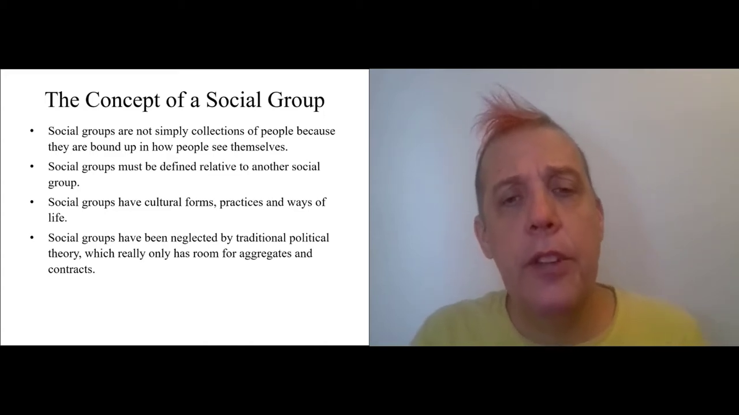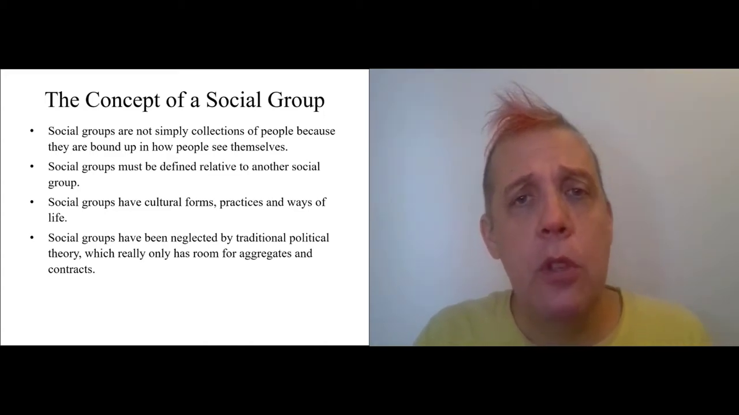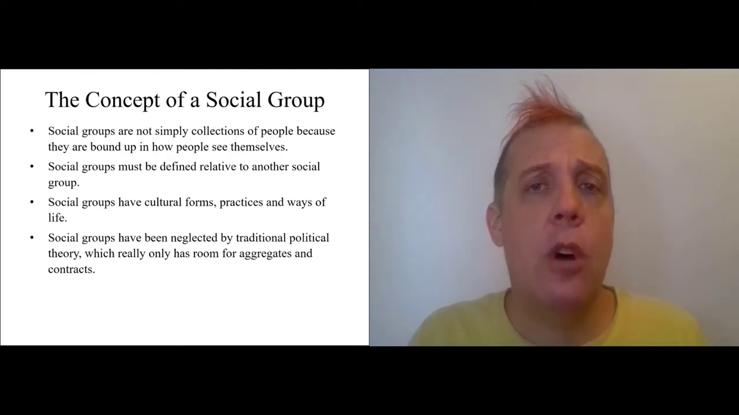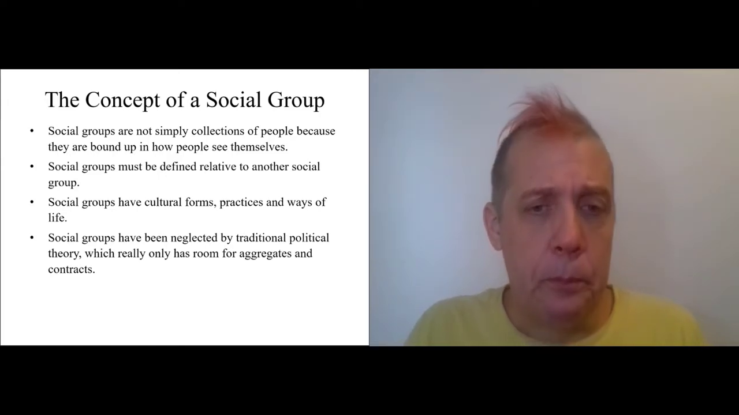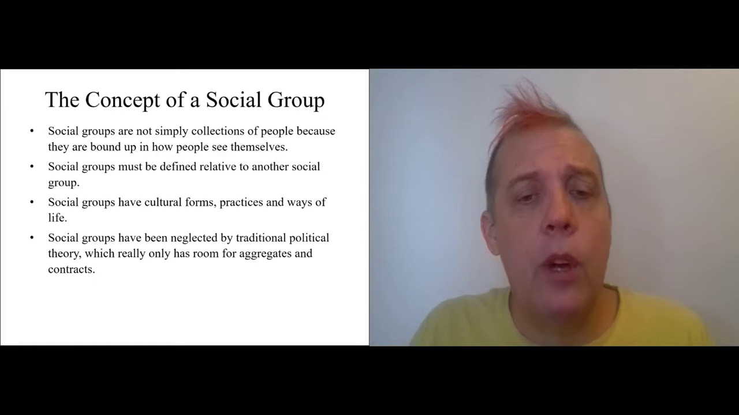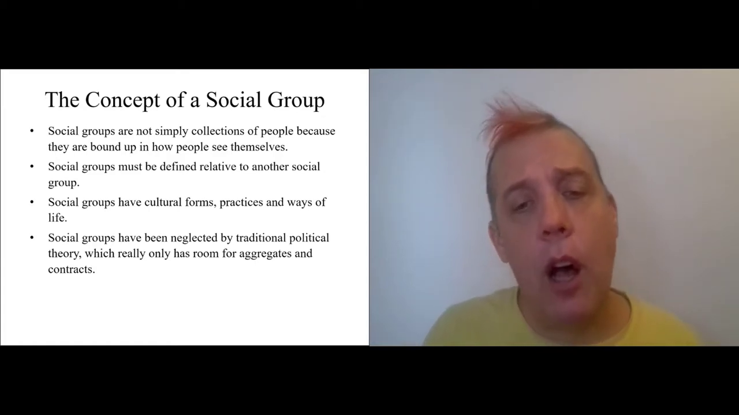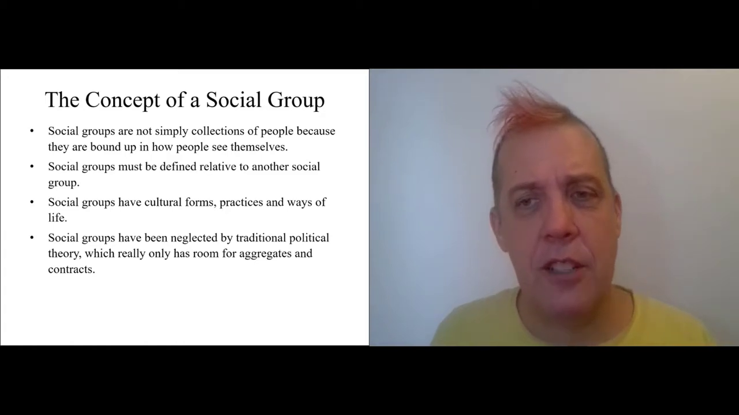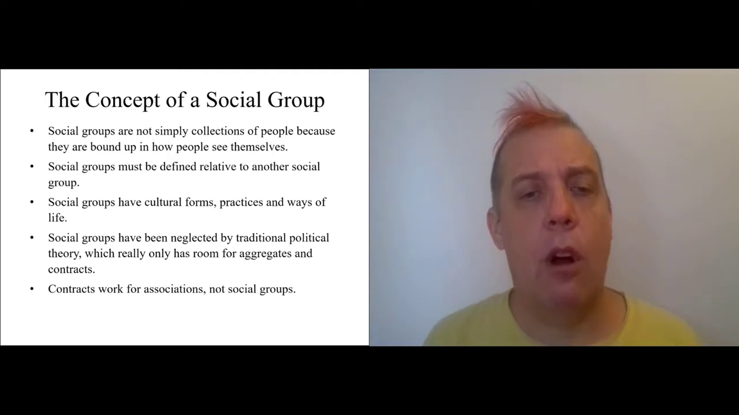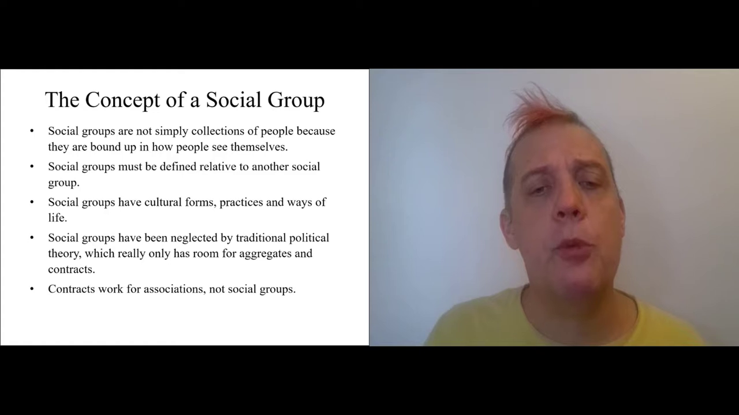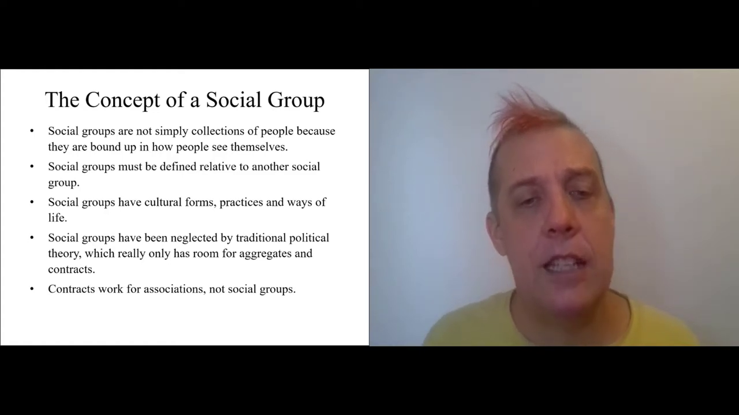Traditional political theory has not talked about social groups. Traditional political theory has been focused, for the most part, on governments and contracts. And in that, they've only been dealing with sort of random collections of people, or perhaps not random collections, but there's no worry about what ties the people together other than the possibility of a hypothetical social contract. But the thing is, contracts really only work for arbitrary groups. They don't work for social groups, which are built out of people's sense of self-identity.